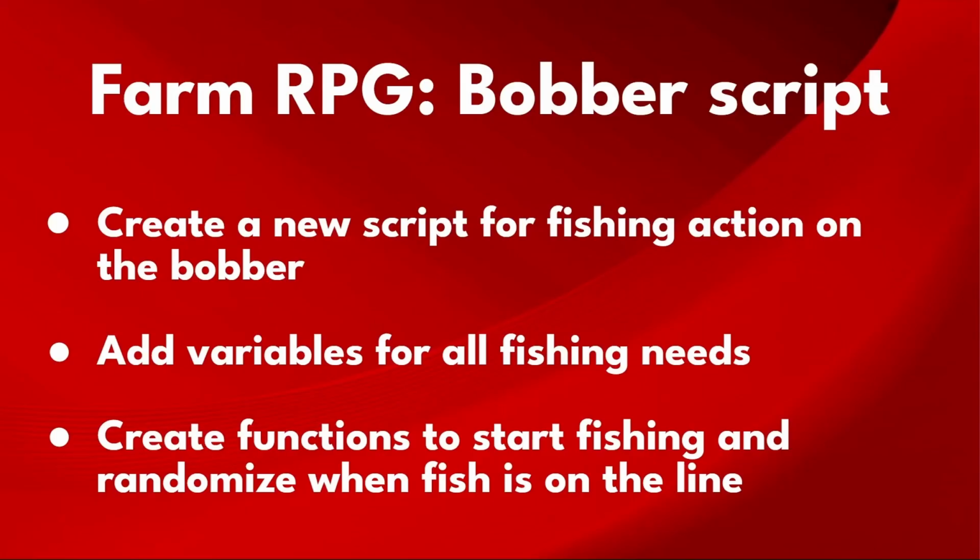All right, this is the last script that's going to be directly attached to the player. This is going to rest on the bobber node that we created earlier. This script is going to be responsible for initiating the fishing. We're going to add a couple variables for everything. Then we're going to create a couple functions to start the fishing and randomize when the fish is on the line. Now let's jump right in.